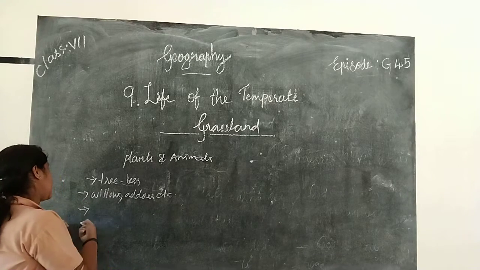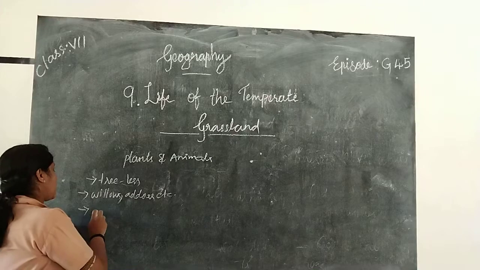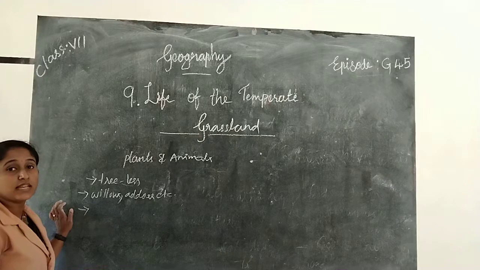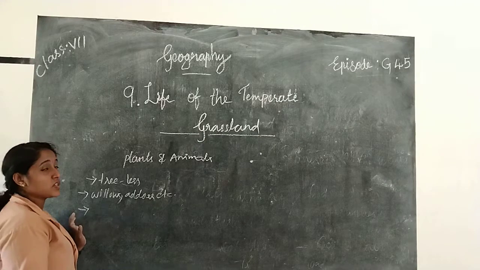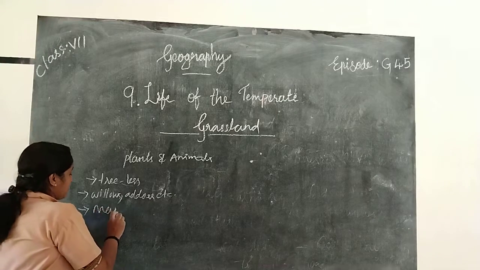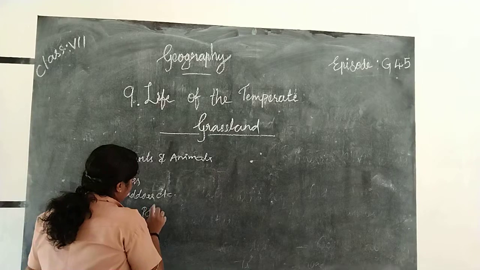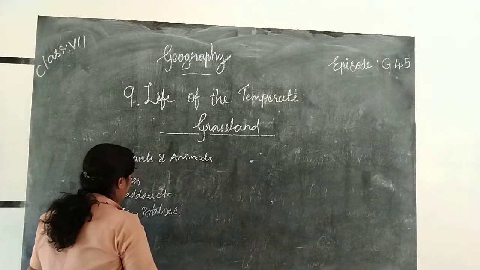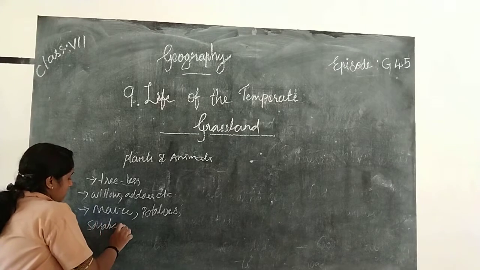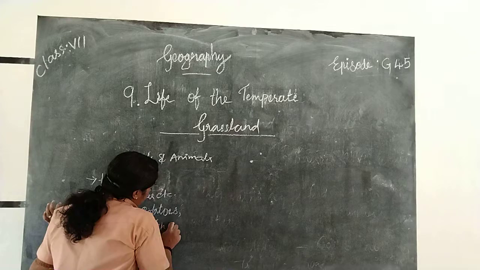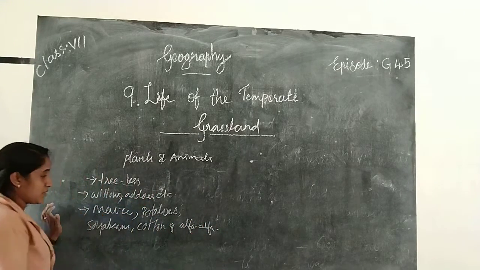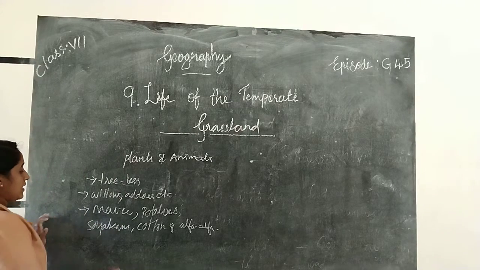The next one is crops, cultivation and farming. They get around 50 centimeters of rainfall in this region. Because of that, it is suitable for farming, and crops like maize, potatoes, soya bean, cotton, and alfalfa are cultivated.